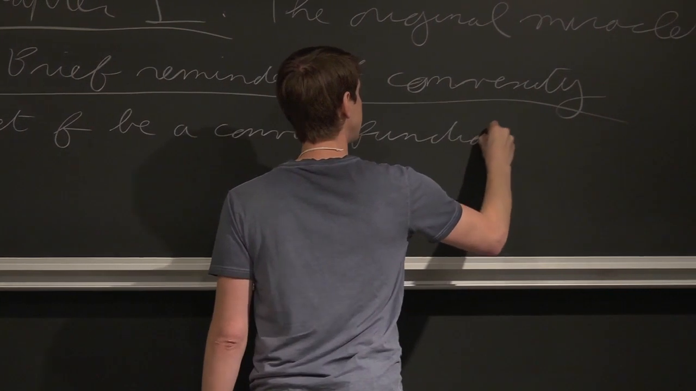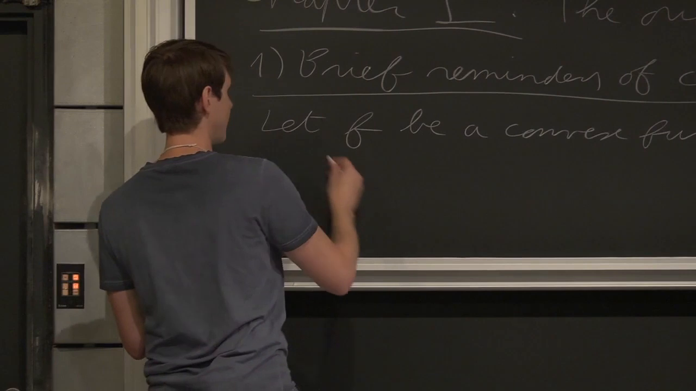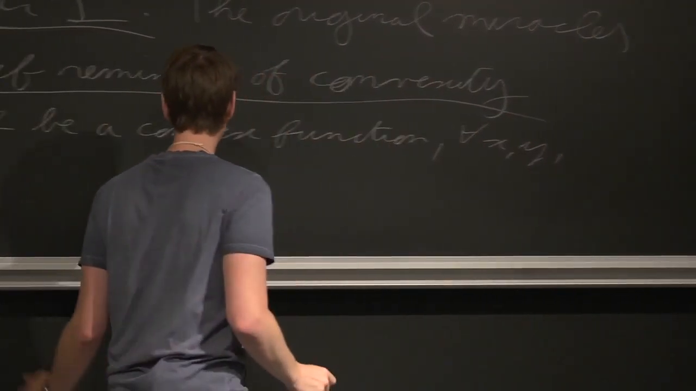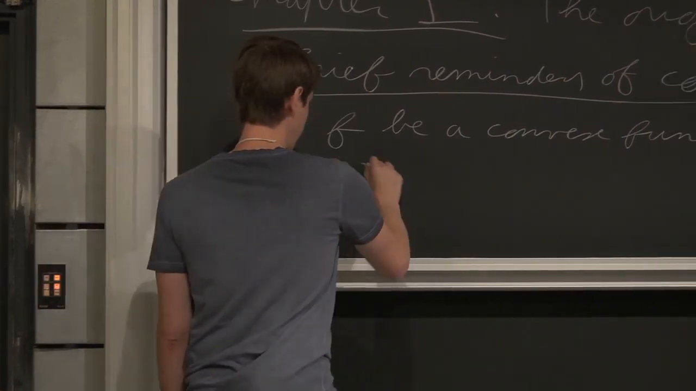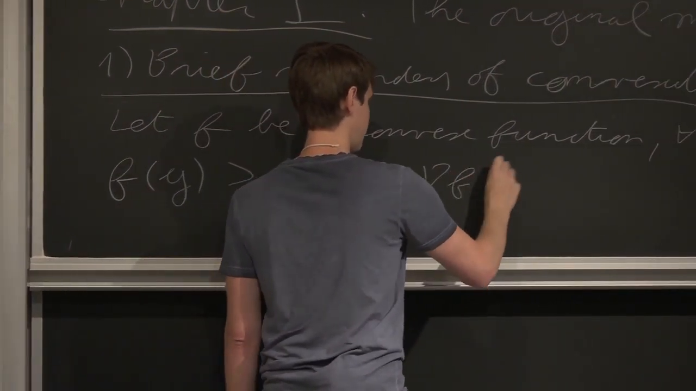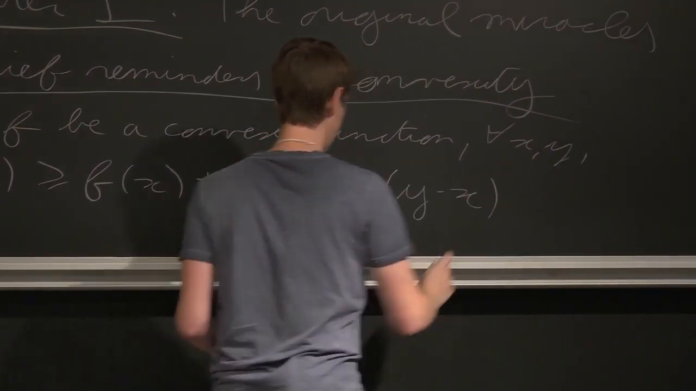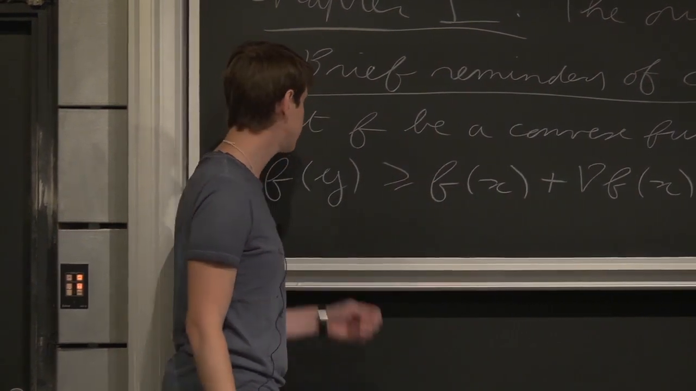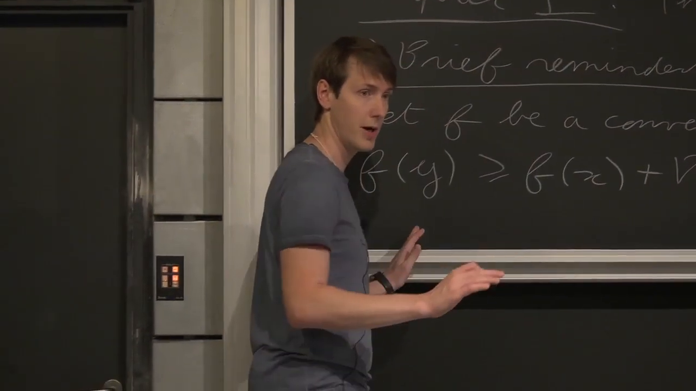OK, so what does it mean? It just means that it's above any of its tangents. OK, so for any x, y in its domain of definition, we have the following inequality. f(y) is bigger than f(x) plus the inner product of grad f(x) with y minus x. OK, so this is the linear function which is tangent to the function at x. And what I'm saying is that this is a uniform lower bound on the function f everywhere.